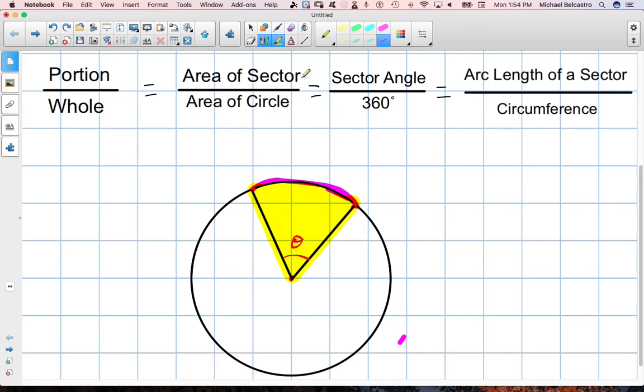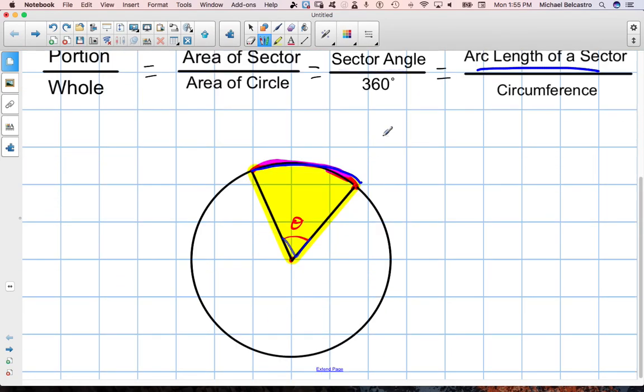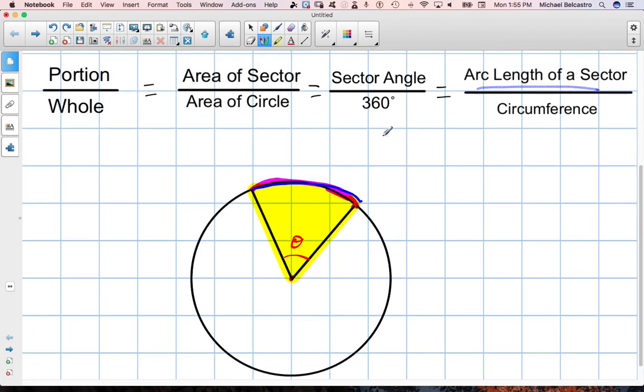So with that being said, we take a look at all these bottom ones. Essentially, you're always referring to the whole area of the circle, all of the degrees of the circle, and the circumference of the circle. Those are the wholes of the circle. And the portions are the area of a sector, just part of it, the sector angle, just an angle of the 360, and the arc length, just a portion of the circumference of the circle. How is that helpful? We're going to go into a question and figure out how we can use this information.